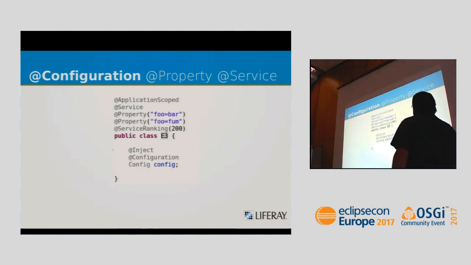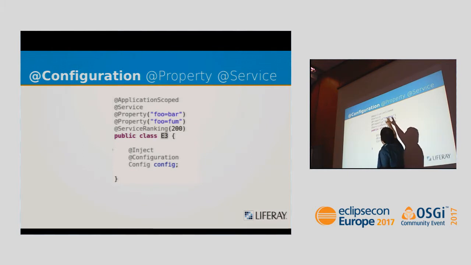Here's a more complex service being published. It's, again, application scope, so it's part of the legacy part of our application, what we're calling the application component. I didn't mention it before, but it was written in the title. It's a service. It's got two properties. You can see that they form an array. And it's got a service ranking annotation. Well, where the heck did that come from?